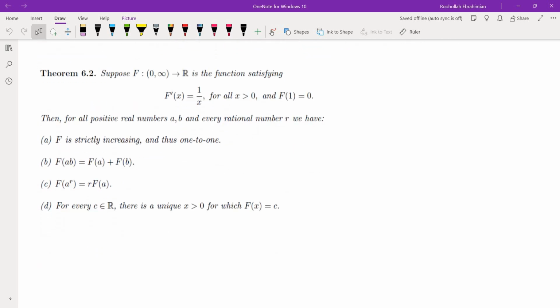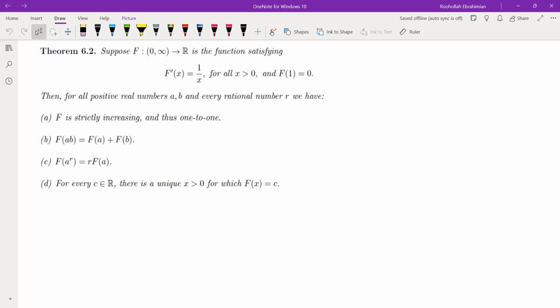Okay, so given this function, that f prime of x is equal to 1 over x for all positive x, and f of 1 is equal to 0, we would like to prove these properties of logarithm. This function is what you know as the natural log. However, I won't use natural log as the notation for this function yet, because I don't want to confuse myself by knowing the properties of natural log and then just applying them. I'm going to use capital F for the name of this function. And of course, keep in mind that this is in fact the natural log function. So that's the objective: to define the natural log function and prove the properties of natural log.